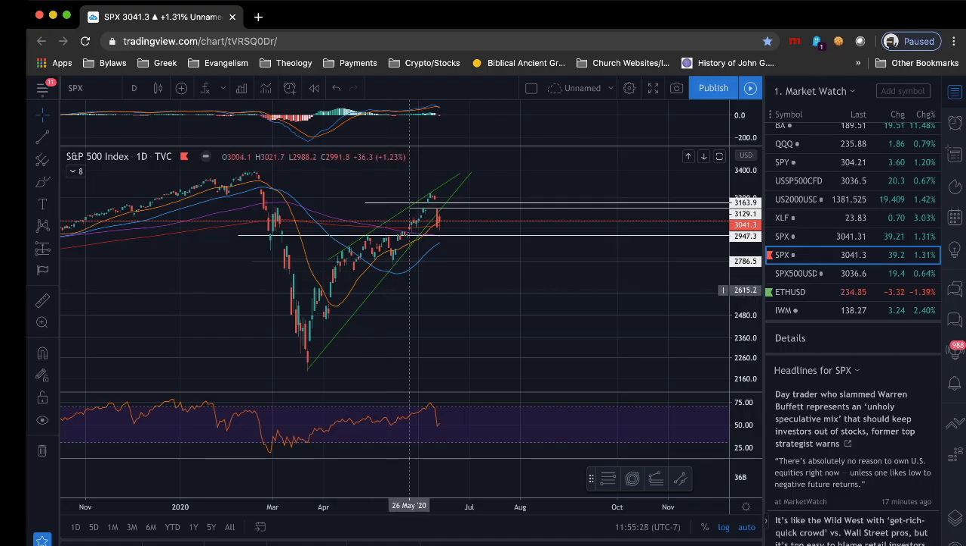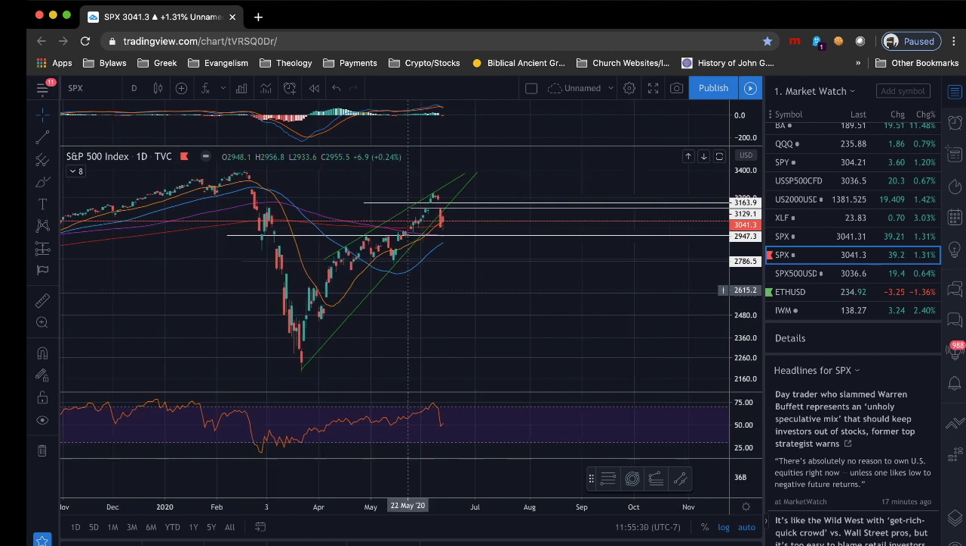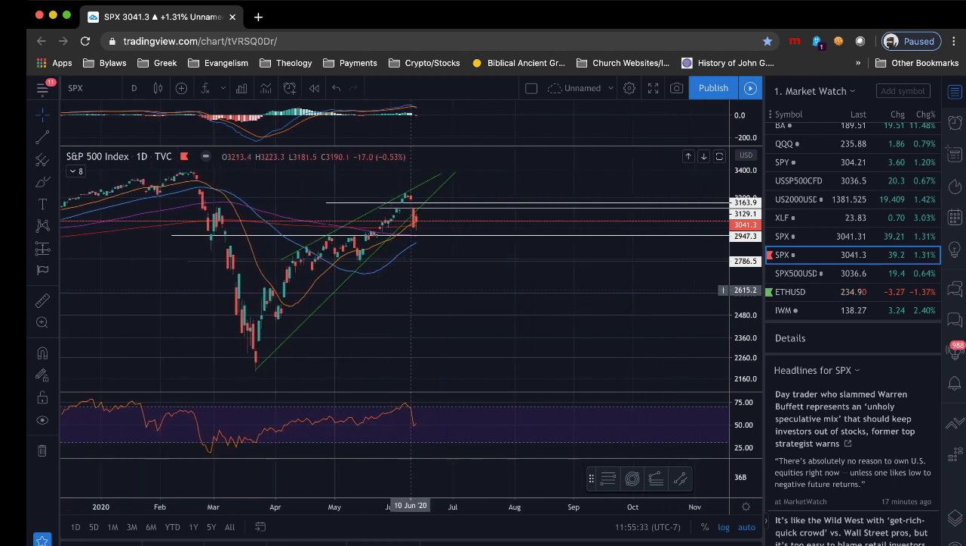Sunday, 11 o'clock over here on my side. And what did we get? We got the bounce that we were waiting for. And so we're going to go at an intraday level.